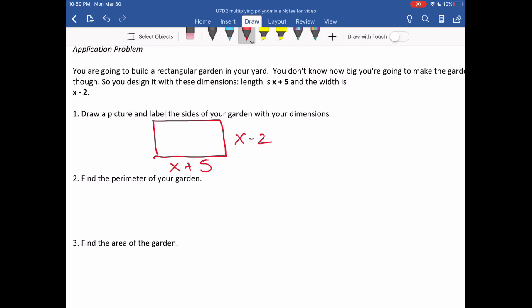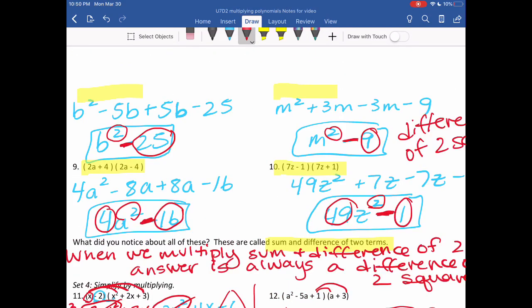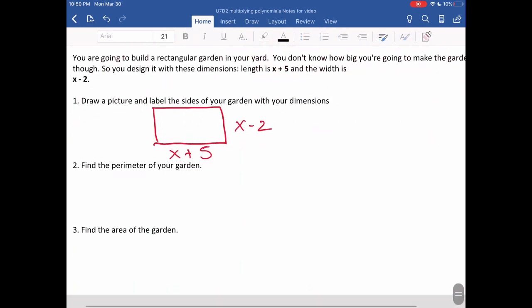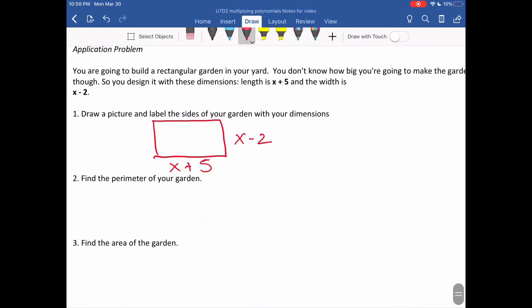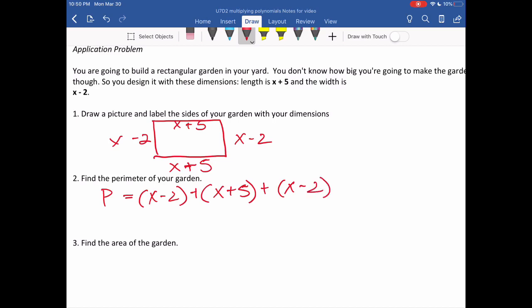Well, the problem is we only have 2 sides. But we know that if it's a rectangle, if this is x plus 5, the side opposite is x plus 5. If this is x minus 2, the side opposite is also x minus 2, right? So the perimeter of my garden, I can add up all the sides. It's x minus 2 plus x plus 5 plus x minus 2 plus another x plus 5.